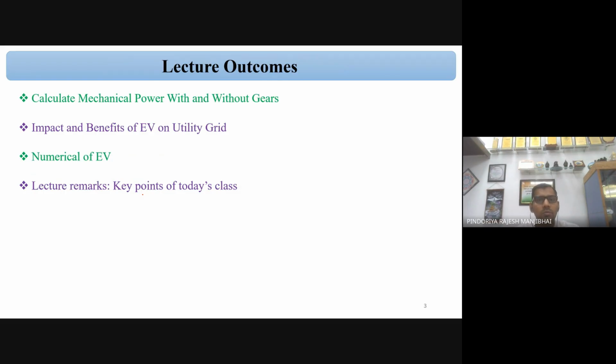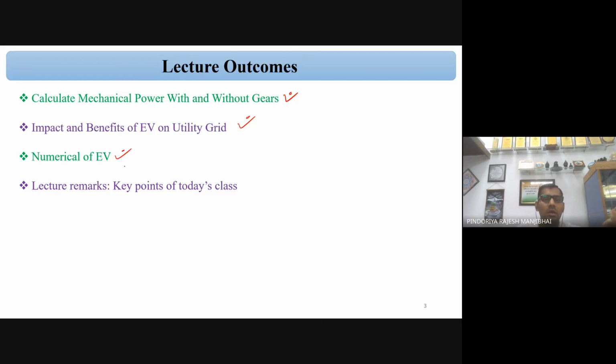So, lecture outcomes from today's class. We can start with the first topic, that is calculating the mechanical power with and without gear. Suppose we have a gear, then how can we calculate the mechanical power, and suppose we don't have a gear, then how can we calculate it, and what is the purpose of the mechanical gear. The second topic is the impact and benefits of the EV on the utility grid, and that one is the last topic for the first unit. So today we will complete the first unit.